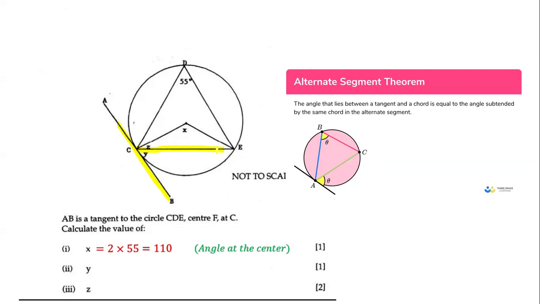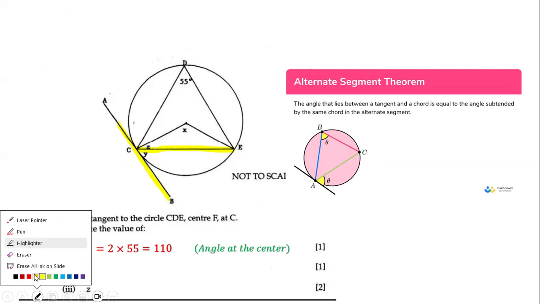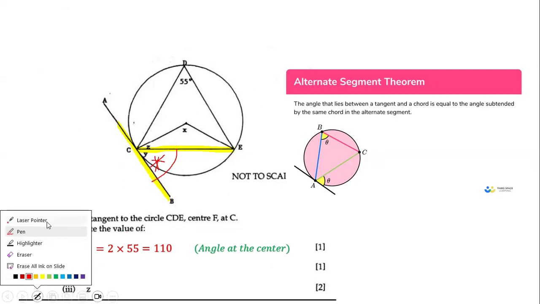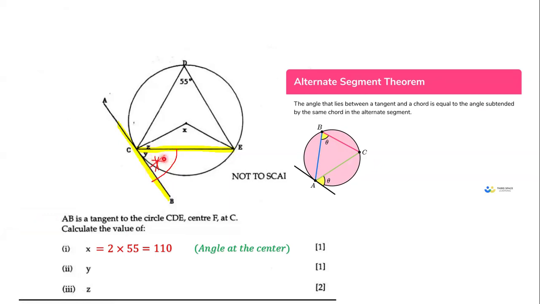And then we have the angle that is in between the tangent and the chord. What is that angle? That's this angle right there, angle Y. This is the angle that is in between the tangent and the chord. So we have this tangent and the chord, and this angle Y is the angle that lies between the chord and the tangent.